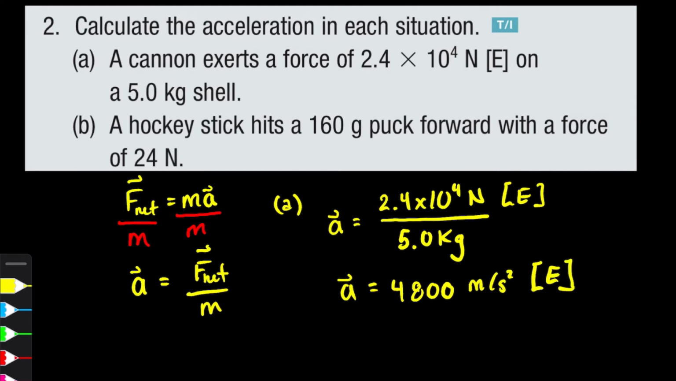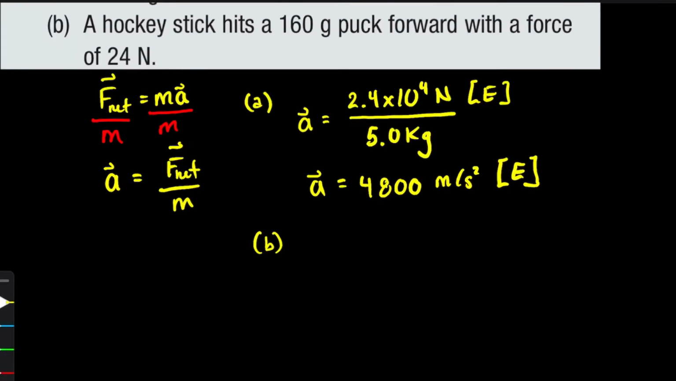That was pretty straightforward. Part B, they're still asking us to calculate the acceleration, but we have a slightly different scenario. Let's just write down our formula. Acceleration equals the net force acting on that object divided by the object's mass. The question reads, a hockey stick hits a 160 gram puck forward with a force of 24 newtons. The trick that they're trying to do on you is that they're giving you the mass in grams. Make sure that you convert the units into SI units.